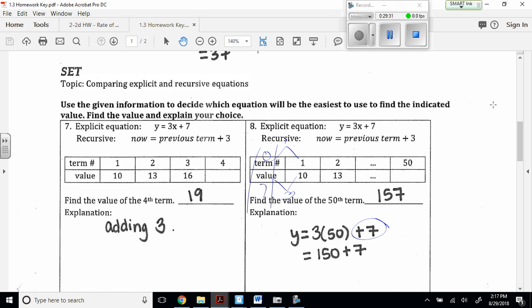Explicit and recursive are types of arithmetic sequence representation. It's a type of equation. The explicit will allow you to find any term whatsoever, anytime. The recursive only will allow you to find the next one, given that you have the previous one. That's its only purpose.